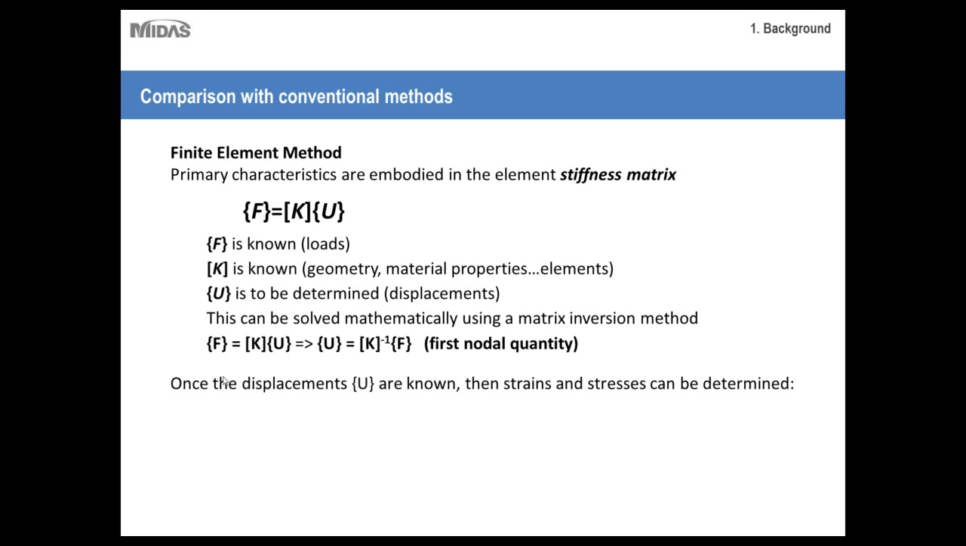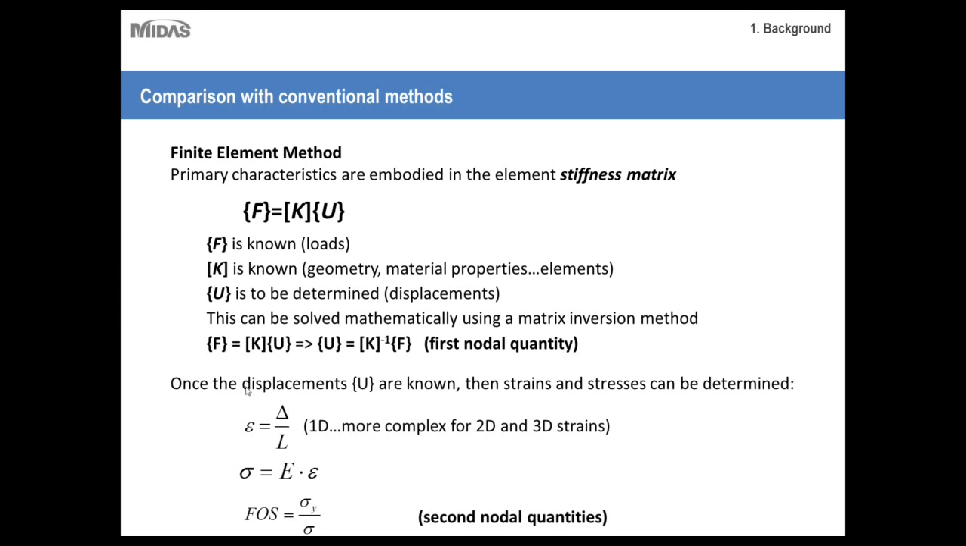Okay, so once the displacement is calculated, then the stresses and the strains can be determined as well. So for example, once you have your displacement, you can calculate your strain based on this equation. And this is for 1D type geometry. So for 2D and 3D strains, the algebra would be a little bit more complex. And then after you calculate your strain, you can get your stress by multiplying the strain by the modulus of elasticity. And then once you get your stress, you can calculate your factor of safety.